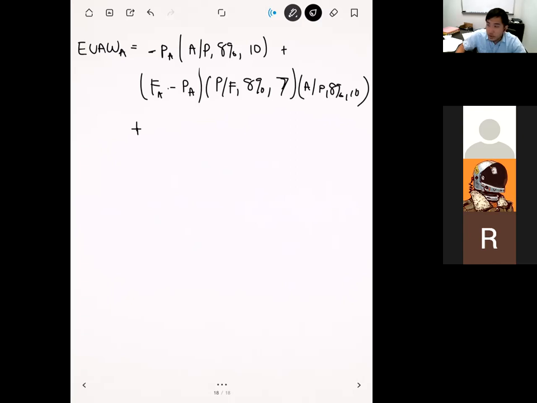Does that make sense, why we did that and how we did that? Professor, can you show the second term with the diagram? I think I got a little lost.